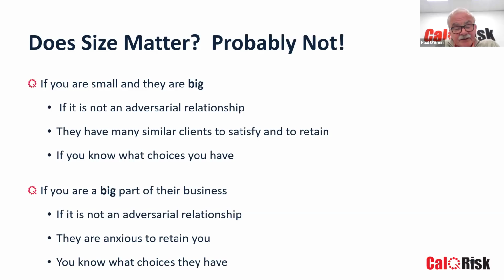If you are a big part of their business, again, if it's not adversarial, and it's more likely when they are smaller and you're a significant part of their business, their anxiety to retain you will be more serious, and therefore the relationship will be closer. And basically, you know what choices they have, because they will probably be looking to grow. Just as with the big ones, you will know what choices you have in terms of alternatives.